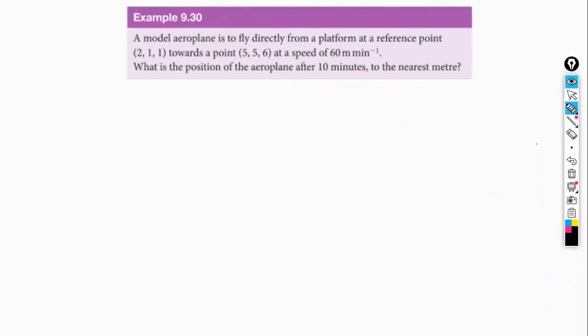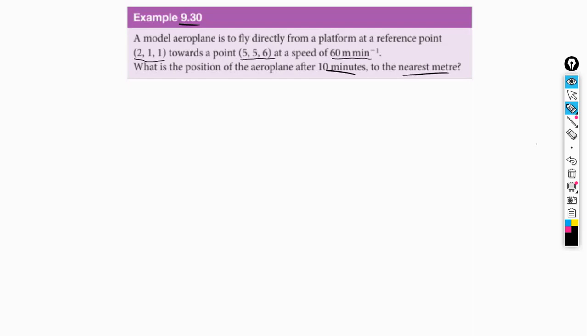So we continue with example 9.30, and it says, a model airplane is to fly directly from a platform to a reference point, 2, 1, 1, towards a point 5, 5, 6 at a speed of 60 meters per minute. What is the position of the aeroplane after 10 minutes to the nearest meter?